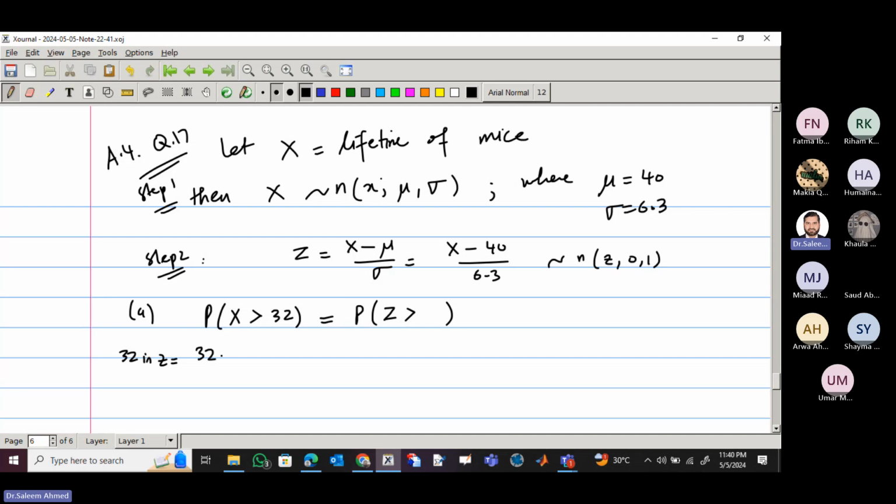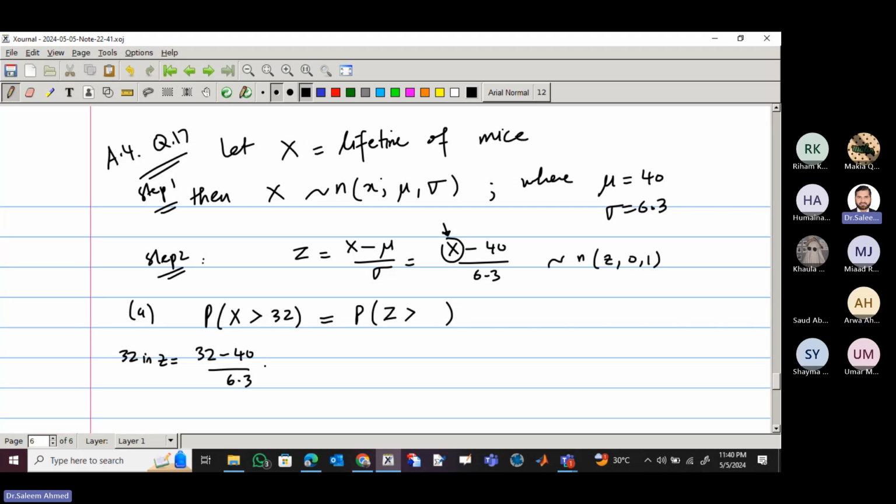So what will that be? 32 minus 40 by sigma, where I put 32 as my X. 32 minus 40 is minus 8 over 6.3. If you use a calculator, 8 over 6.3 is 1.269, but I will round it to 2 decimal places because my table is only for 2 decimal places. So this is 1.27.